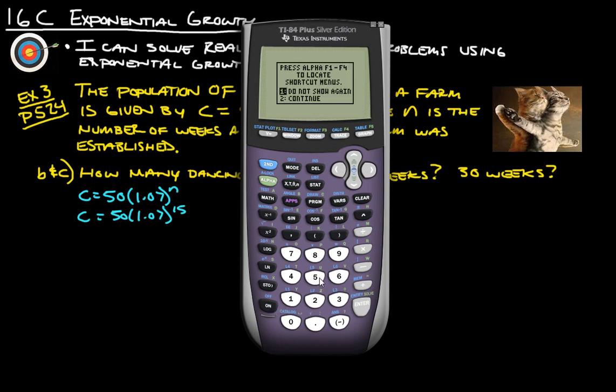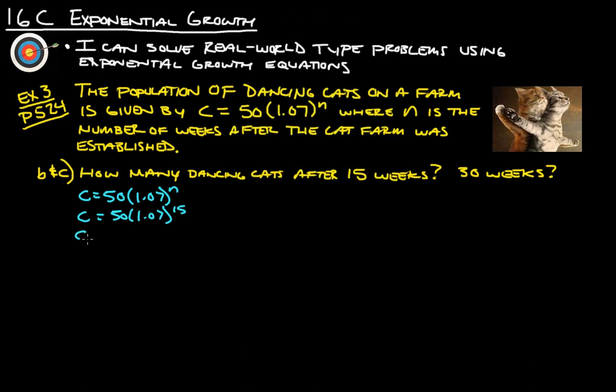All right, so we get 50, and then we can even just put it in just like it looks, 1.07, or you could just do multiply, to the 15th power. And we hit equals, and we get 137.95, so we get about 138 cats. About.